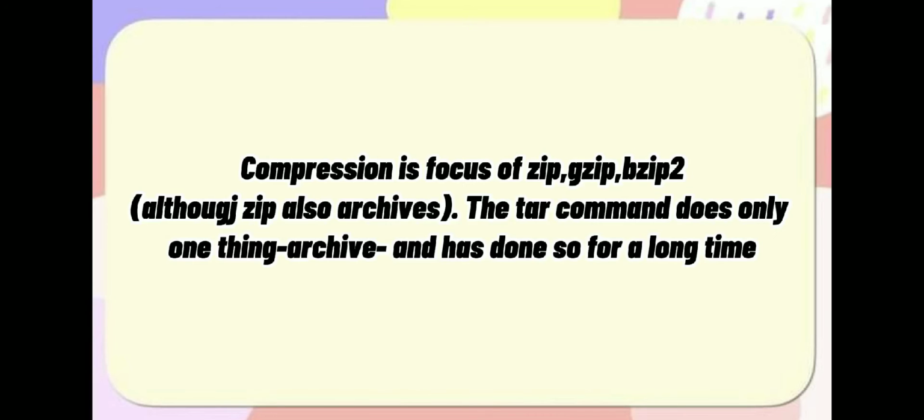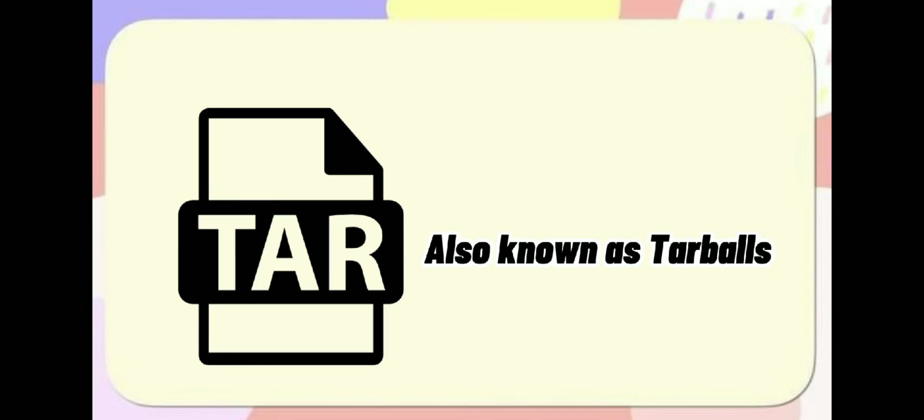Compression is focused on zip, gzip, and bzip2, although zip also archives. The tar command does only one thing, which is archive, and has done so for a long time. It is almost entirely found on Unix-based machines. You'll definitely come across tar files, also known as tarballs, if you download source code, and almost every Linux user can expect to come across them.